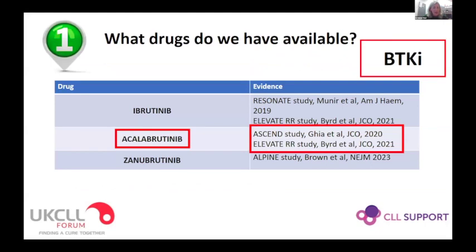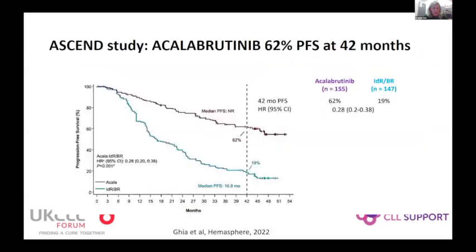So moving straight on to acalabrutinib, and we're talking about two main studies in acalabrutinib in the relapsed refractory setting. So first, the ASCEND study. And here acalabrutinib was compared with physician's choice of either chemoimmunotherapy with bendamustine rituximab, or, and this is the first time it appears on the slide, and I told you it would always do worse, idelalisib and rituximab was the other physician's choice option here. But acalabrutinib clearly beat both of those two options with a 62% progression-free survival at 42 months.